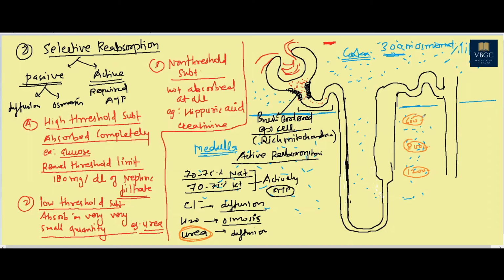So what actually happens here? When we keep solute concentration high in the medulla, the medulla becomes hypertonic. You can see the concentration is 300 in the cortex, but in the medulla we have 600, 800, then 1200 maximum. So the medulla is hypertonic and the cortex is hypertonic. Whatever nephric filtrate comes here is in a dilute condition, so the water is in a maximum quantity as compared to interstitial fluid. That's why the water gets absorbed here.